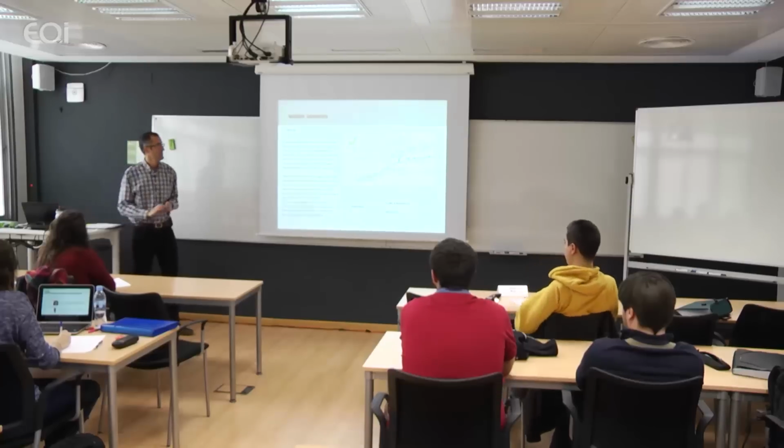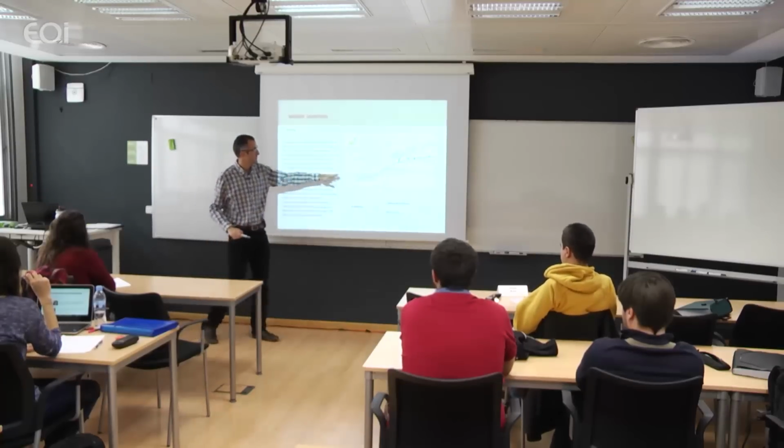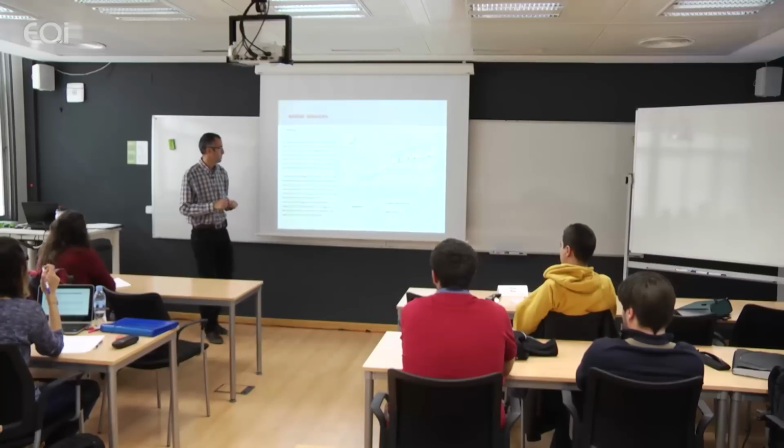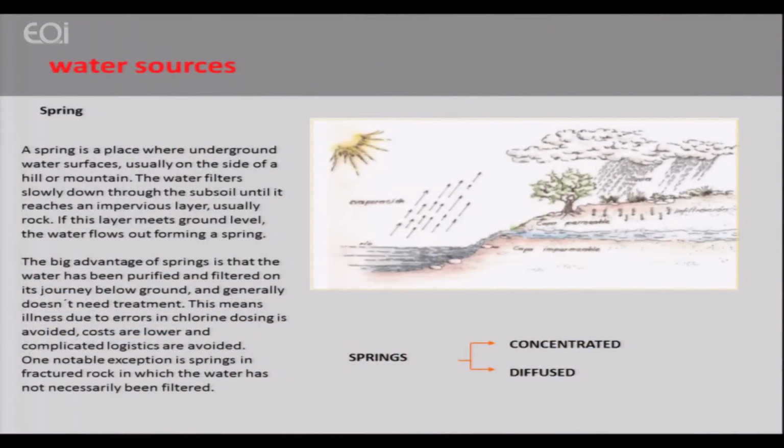A spring is a place where underground water surfaces, usually on the side of a hill or a mountain. When we talk about the spring, we talk about groundwater, so the quality is quite good in general. There are some springs, maybe 5 or 10% of them, where the water has not been filtered because the rock was fractured.